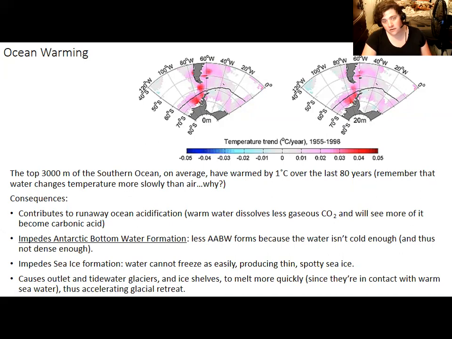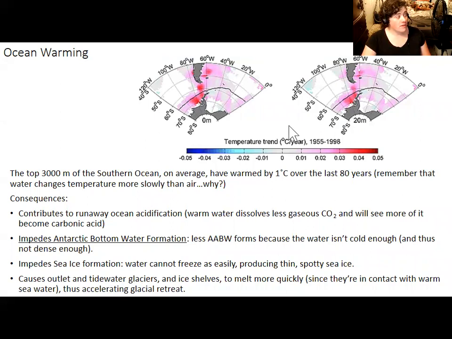And a lot of this has to do with the fact that less sea ice is forming. With the water being warmer, the sea ice that forms is going to be spottier and thin, if any forms at all. And it is also causing the ice shelves, as well as outlet and tidewater glaciers, to melt faster. The ice shelves and tidewater glaciers are in contact with the ocean, and the increased heat in the liquid water gets transferred to the glaciers, and that causes them to melt faster and start to retreat.